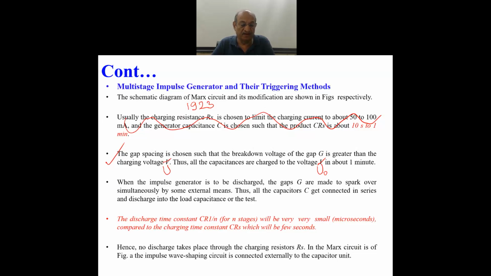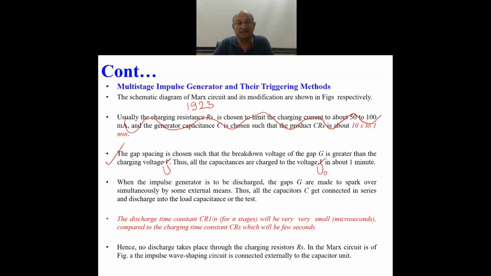Okay, and when the impulse generator is to be discharged, the gaps G in each stage are made to spark over. I mean, they would spark over simultaneously by some external means. That means we give a triggering pulse, with the help of a very interesting gadget, which I'll describe for you today.